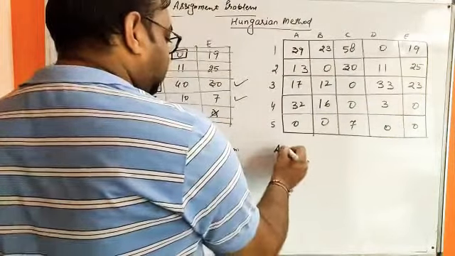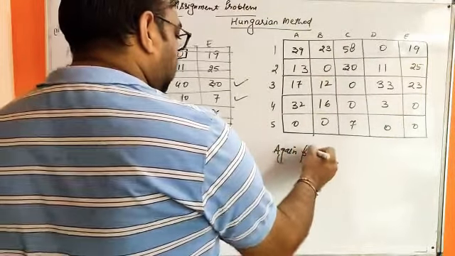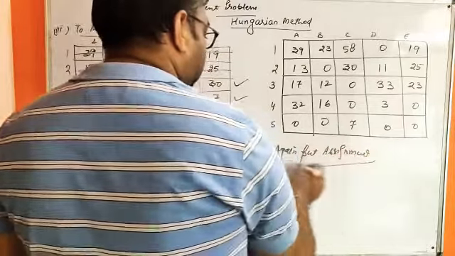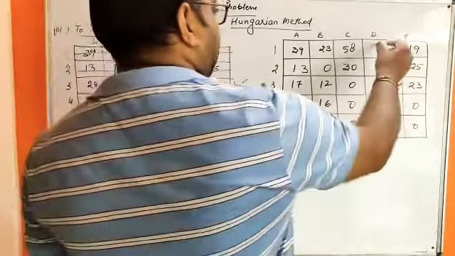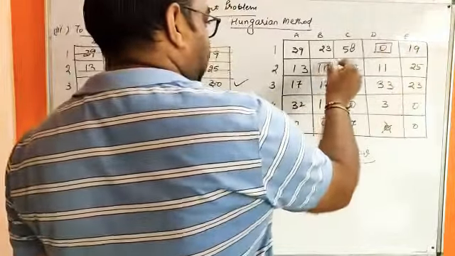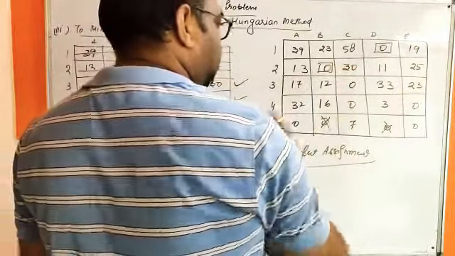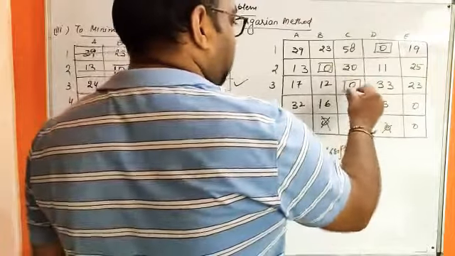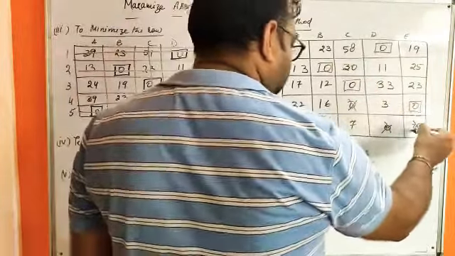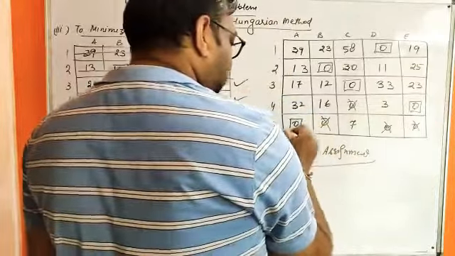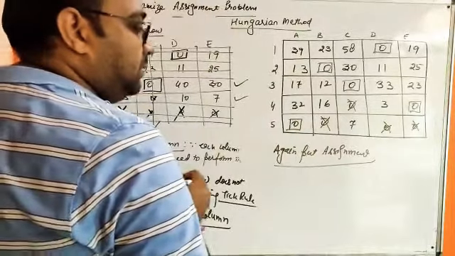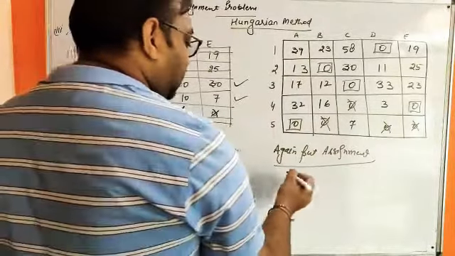Again put assignment from the same step. So we have to put assignment on it, cross it. Now put assignment on it, cross it. Put assignment on it, cross it. Now put assignment on it, cross it. And then, all rows and columns have assignment. So the step is completed.